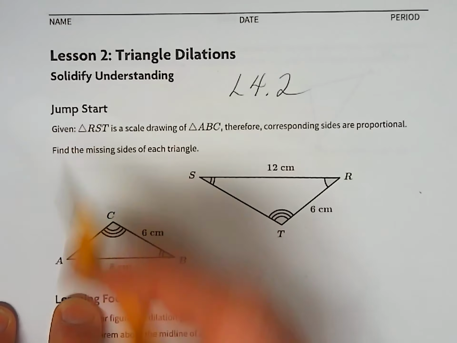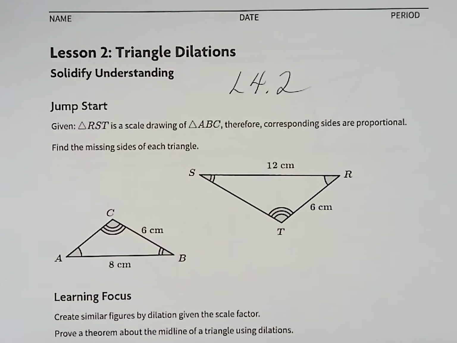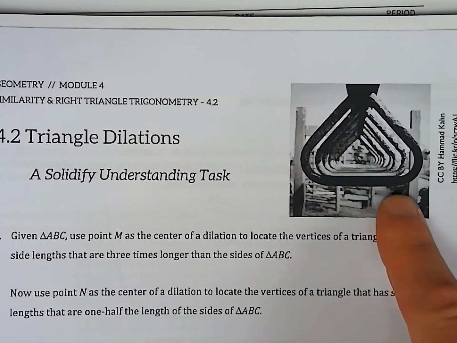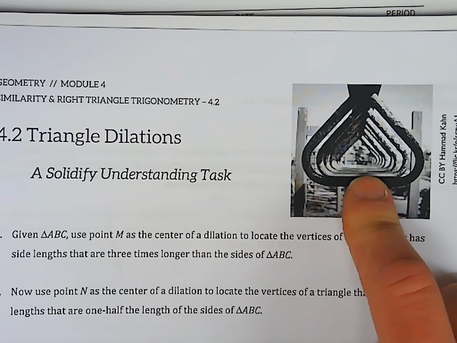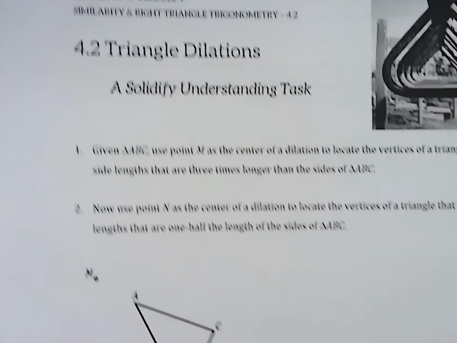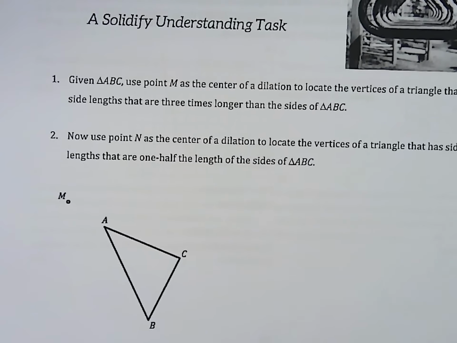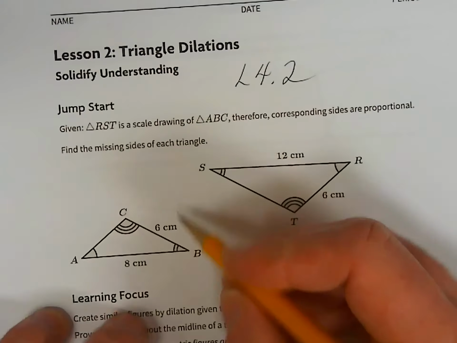Some of you have a jump start. Some of you do not have a jump start. If you don't have this jump start, you have this cool picture, which makes the triangles and the monkey bars look like they're dilating away. It's pretty cool. And then it launches immediately on the project. So if you have that sixth period, I'm looking at you, you will just have to wait a minute while we do this jump start.